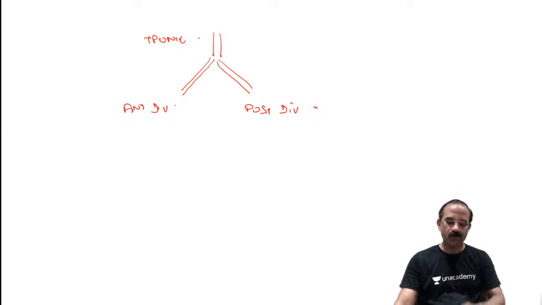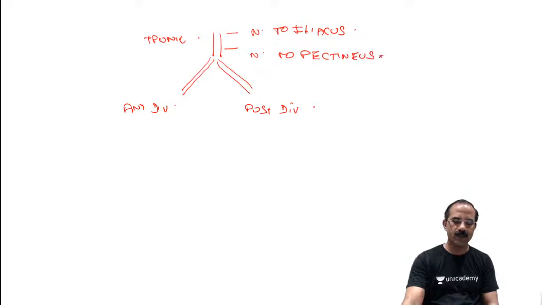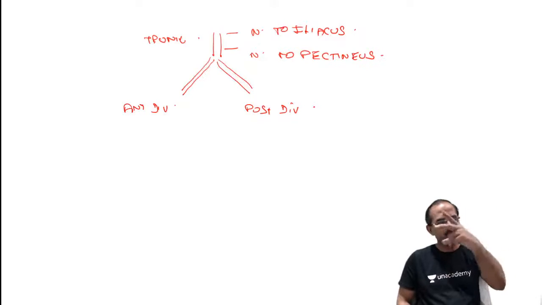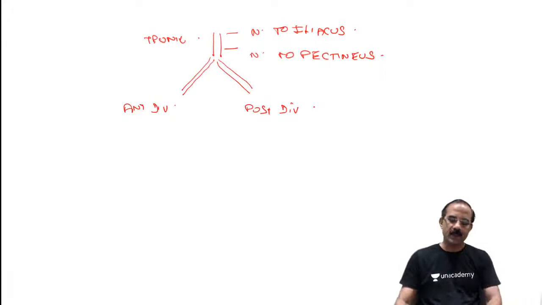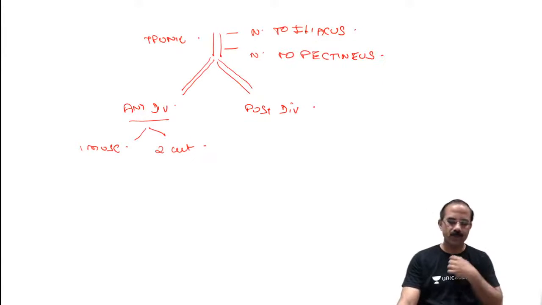So what are the branches from the trunk of the femoral nerve? From the trunk it gives two branches. One is nerve to iliacus, and the second one is nerve to pectineus. So branches from the trunk, there are two branches: nerve to iliacus and nerve to pectineus. Anterior division gives two branches. It gives one muscular branch and two cutaneous branches. One muscular, two cutaneous branches.